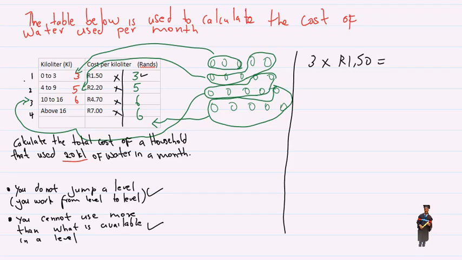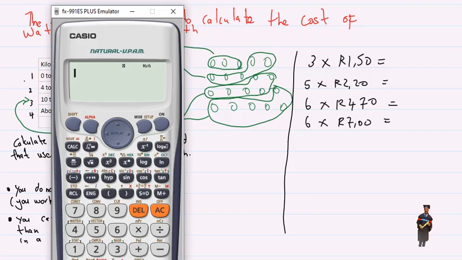For level 1 we are going to say 3 multiplied by 1.50. For level 2 we are going to say 5 multiplied by 2.20. For the third level, 6 multiplied by 4.70. For the fourth level, 6 multiplied by 7 rand. I hope we are together. So let's quickly do the multiplication with a calculator.